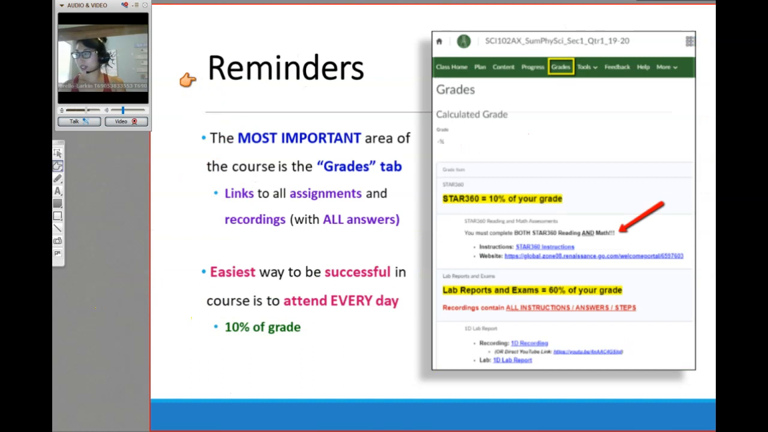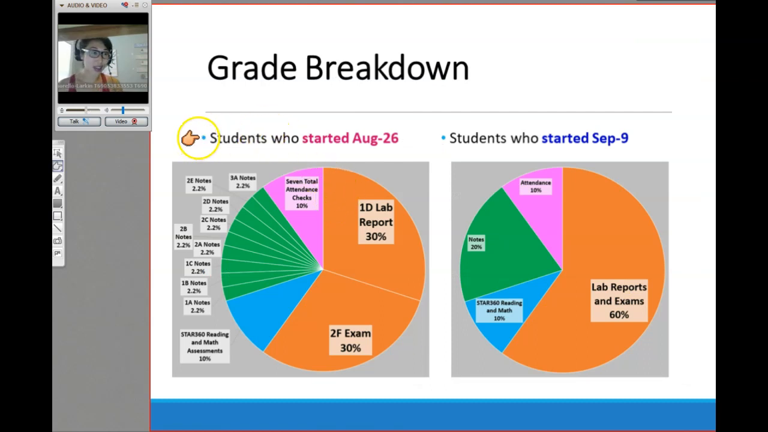Remember, especially my new students, that the most important area of my course is the grades tab, because there are links to everything in your grades tab for the recordings and assignments. The recordings have all of the answers for notes, all of the steps for lab reports, and they go over every question for the exams. I know there have been some issues with the videos this year. I think I figured out the problem, so let me know if you're still having issues seeing the videos, but at this point they should be working for everybody. The easiest way to be successful is to attend every day or watch the recordings on days we don't have class, because attendance is 10% of your grade and we do everything in class.